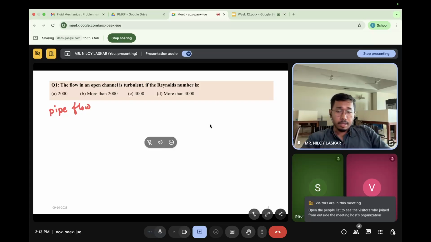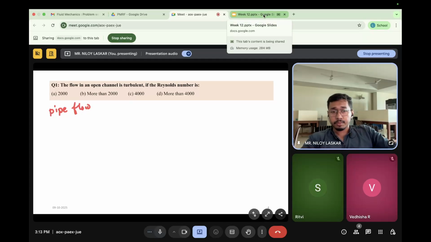Sorry, there is a network issue. Suddenly load shedding is there, so there is a Wi-Fi issue. Okay, so let us see. Now is the screen visible?